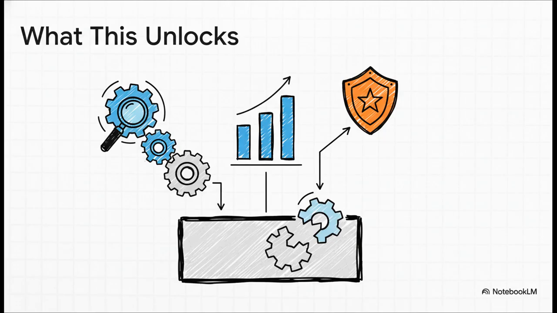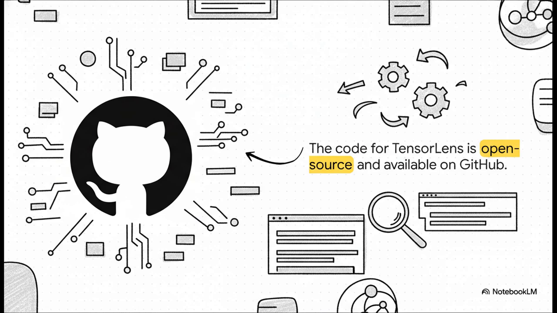Ultimately, this is a huge step forward on the path toward building AI that we can genuinely understand and therefore genuinely trust. And you know, the best part for all you developers and researchers watching, the team made it all completely open source. The code is up on GitHub right now. You can go download it and start using it to analyze your own models today.